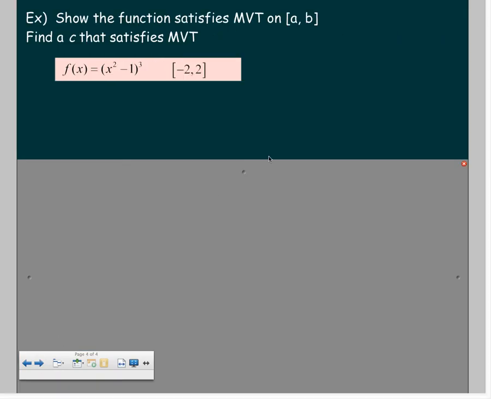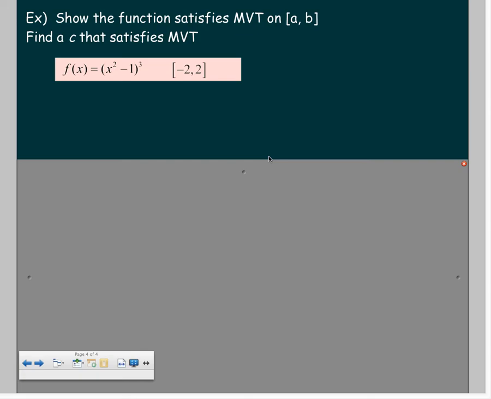So here's an example of what you might see on your homework. It says, show the function satisfies the mean value theorem on the interval from a to b. So you're going to show that the mean value theorem is true for this equation. And it says figure out where that happens. In other words, where was the instantaneous rate of change equal to the average rate of change?